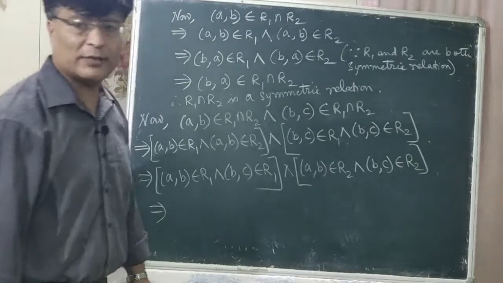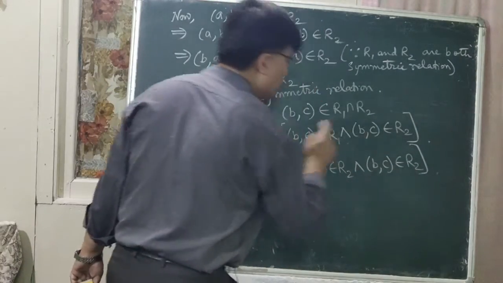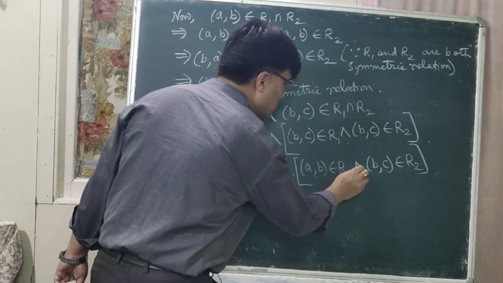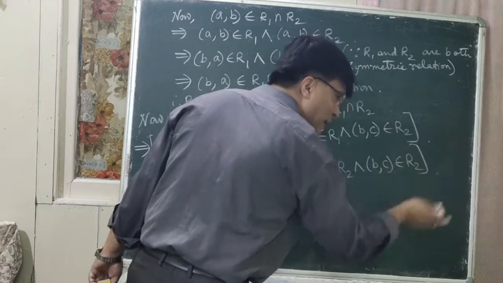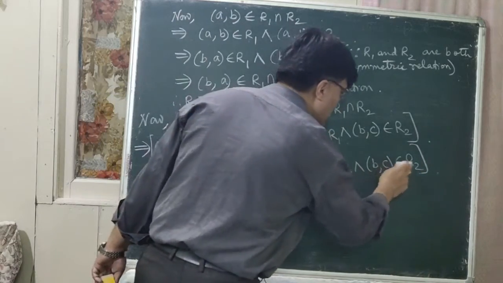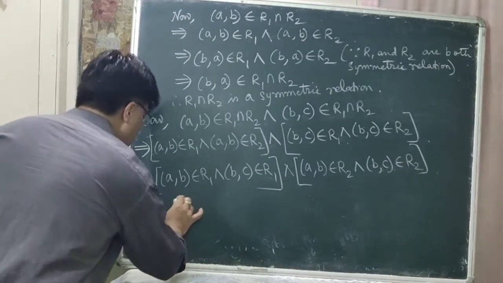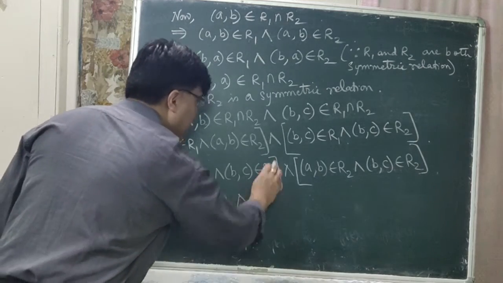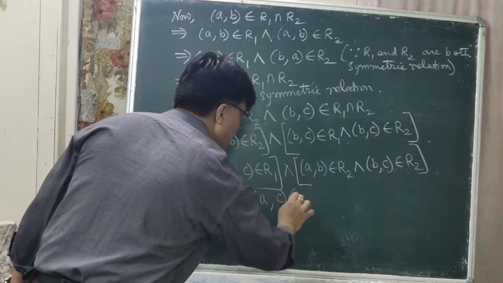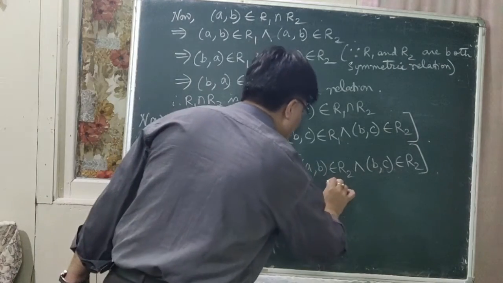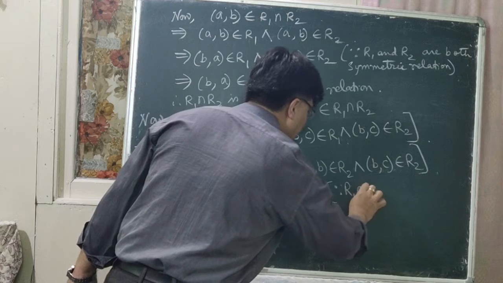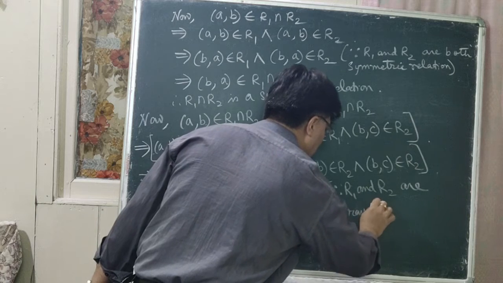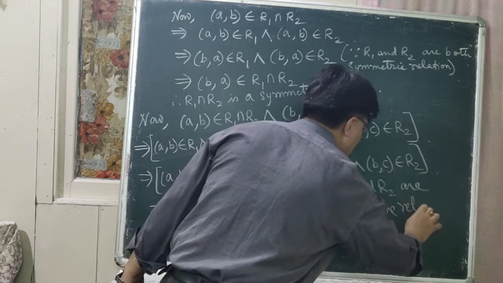Also R2 is a transitive relation, isn't it? R2 is also what kind of relation? We have already written before that it is a transitive relation. If A comma B belongs to the relation R2 and B comma C belongs to the relation R2, so by definition what can you write? A comma C should belong to the relation R2. Okay? So here you can write A comma C belongs to the relation R1 and here A comma C belongs to the relation R2. Here you can write since R1 and R2 are what? Transitive relations. Here R1 and R2 are transitive relations.